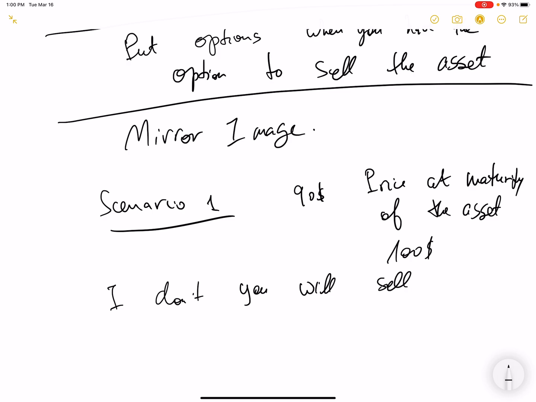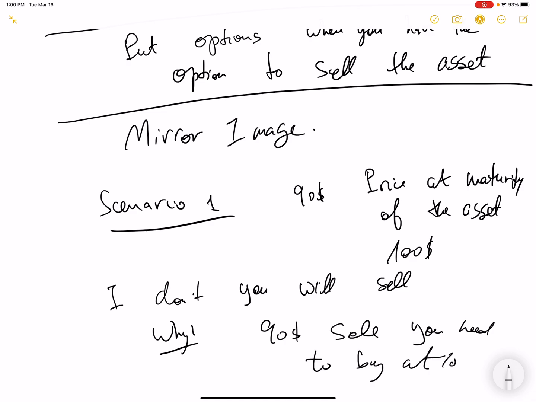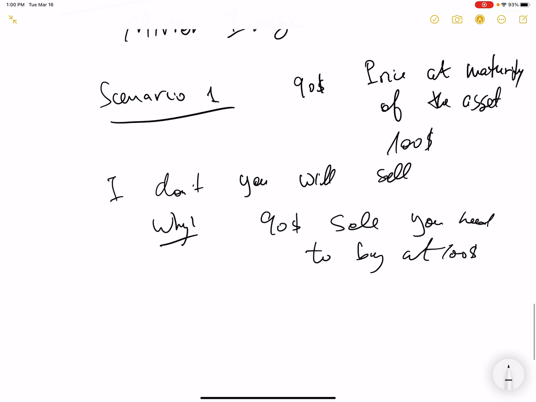Why? Because if you have $90 for sale, you need to buy it at 100. So your loss will be $10. Not good.